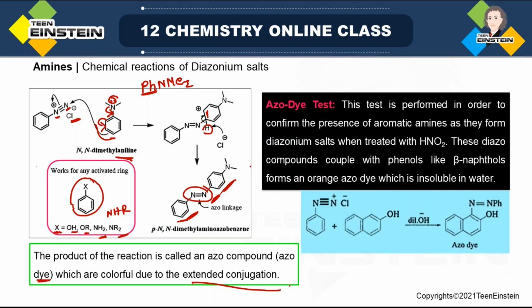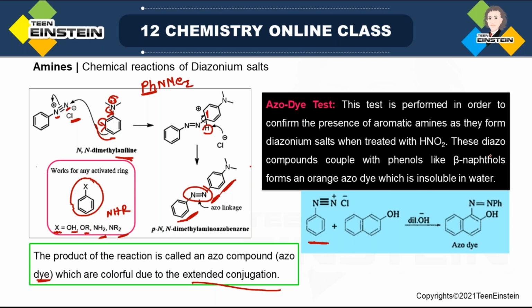Now, as I have said, this test is very important from the identification test point of view. Suppose you have a sample, and you want to confirm whether it is a primary aromatic amine or not. First you have to make this diazonium salt. Suppose you do not know whether there is an NH2 group attached to benzene or not, but you can add NaNO2 and HCl. If it is present, there will be formation of diazonium salt.